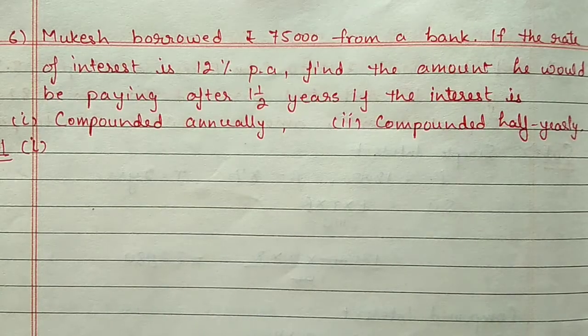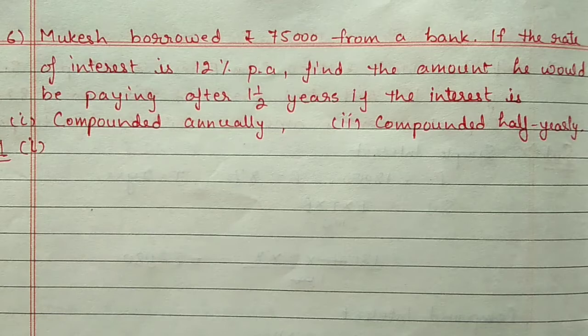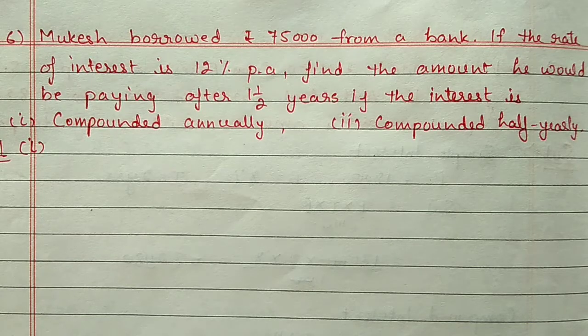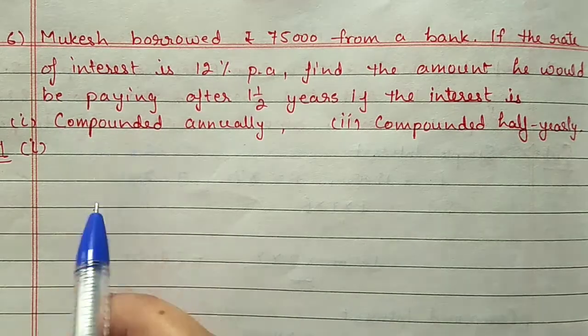Next, question number 6. Mukesh borrowed 75,000 from a bank. If the rate of interest is 12% per annum, find the amount he would be paying after 1.5 years, if the interest is compounded annually, and second part, compounded half yearly. So first we are doing the first one.